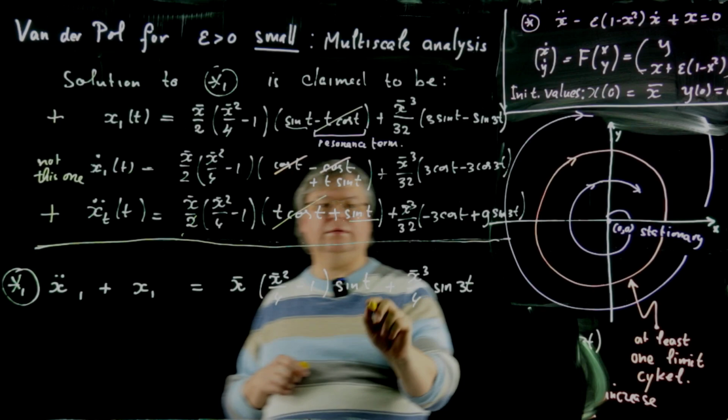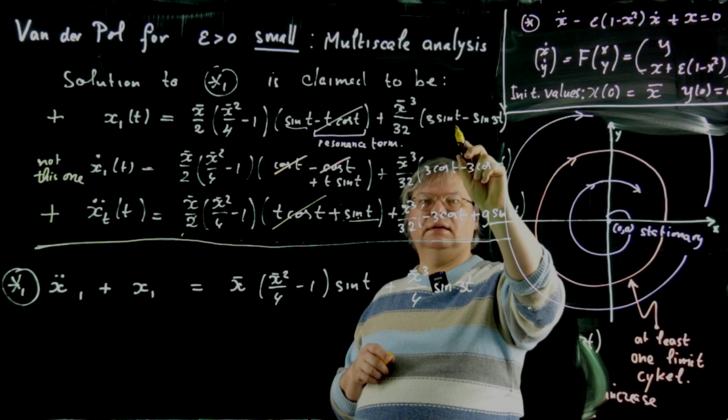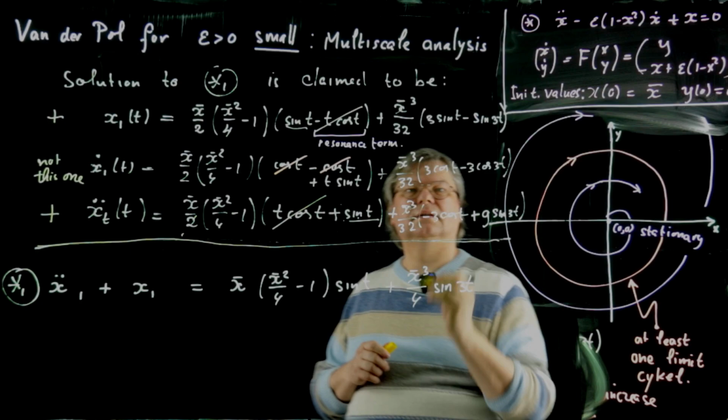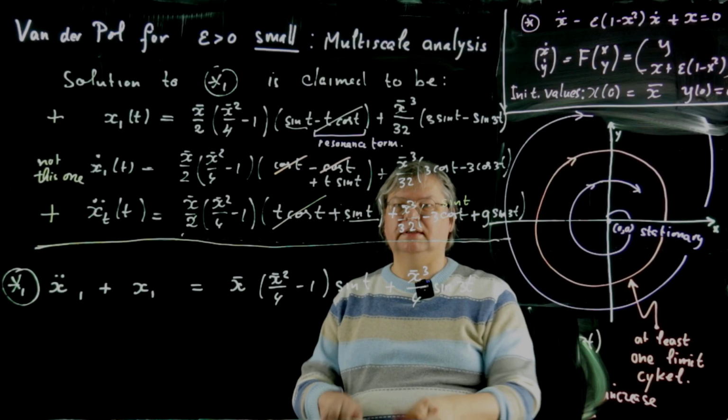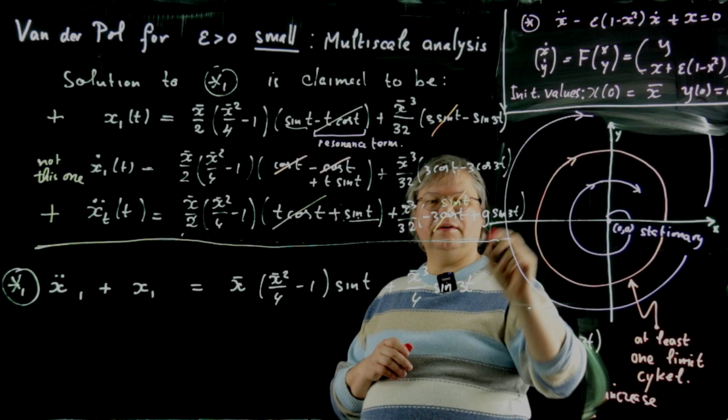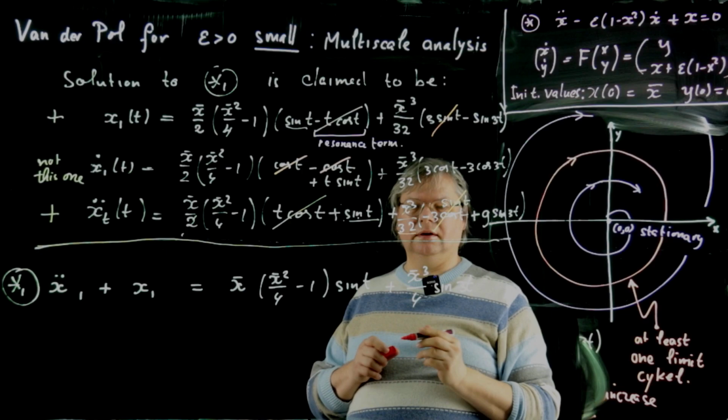And now for the second one, this 3t sine, minus. Ah, I see I made a mistake. If I differentiate, I would get sine over here, and that means that this one is actually going to cancel with this, and this one gives me minus plus 9, altogether 8 times sine 3t. 8 divided by 32 is indeed a quarter. So yes, this is indeed the solution.